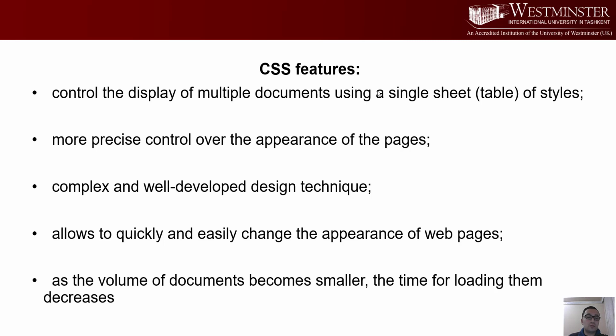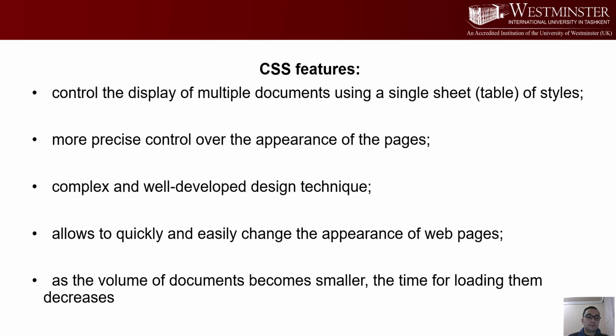Feature number 3, complex and well-developed design technique. So all the techniques you use in CSS are complex, however, it is very well developed so that you can achieve the style that you want. Feature number 4, CSS allows you to quickly and easily change the appearance of web pages. For example, to change the background color of 100 web pages, you will write only one line and that can be enough, which is very quick.